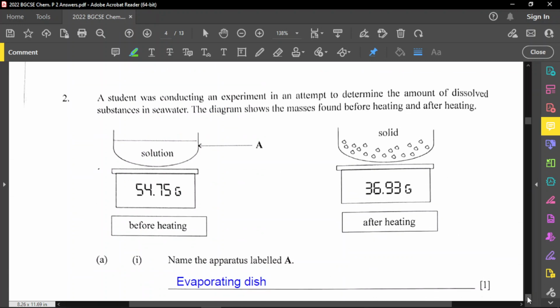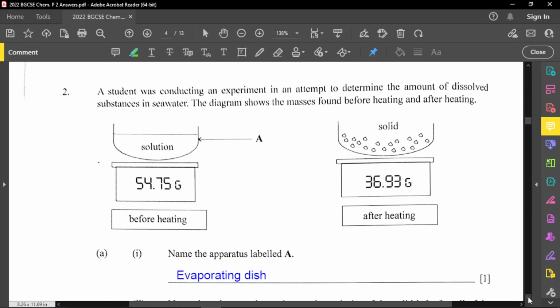Question number 2 states that a student was conducting an experiment in an attempt to determine the amount of dissolved substances in seawater. The diagram shows the masses found before heating and after heating. If you notice, the masses are different. The before mass is higher than the after mass because something is missing from that solution. We're going to talk about that shortly.